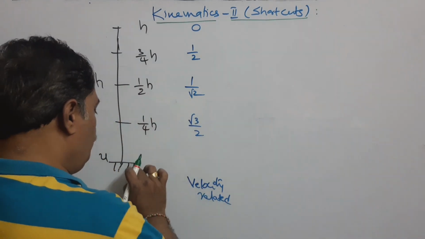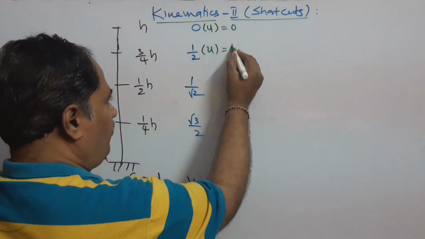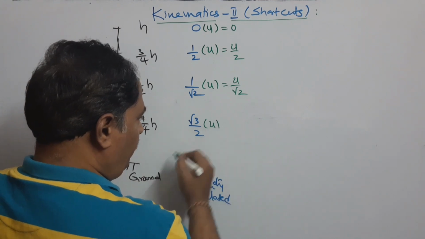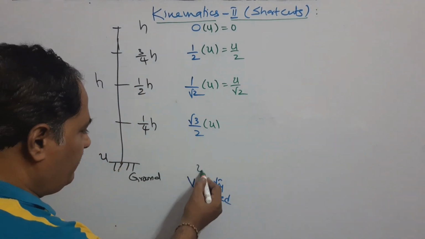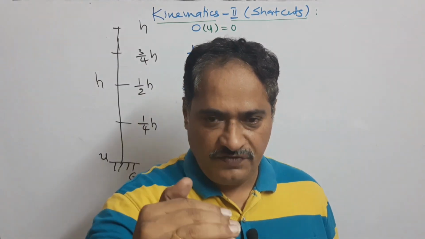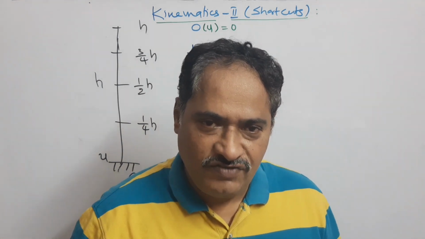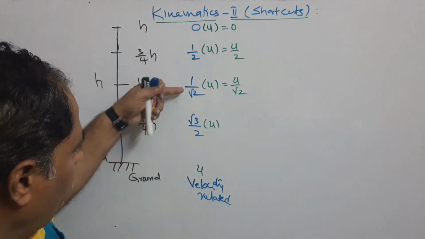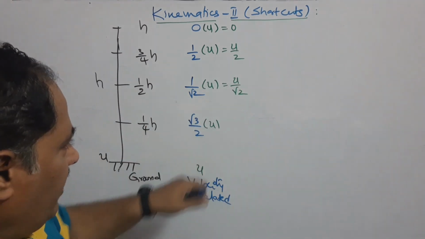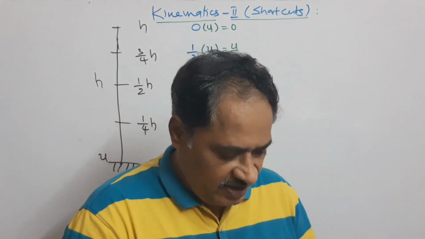Multiply each with the initial velocity u. Hence this is equal to 0, then u/2, then u/√2, and here √3u/2. Of course, at the top, this is nothing but u. Within seconds, you are able to write those values for 0, 30, 45, 60. Sine 0 is 0, as you know at maximum height the velocity of the projected body is 0. Hence 0, 1/2, 1/√2, √3/2, multiplied with u, you get 0, u/2, u/√2, and √3u/2.